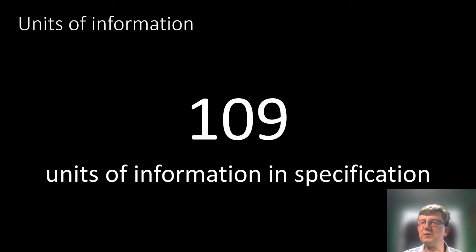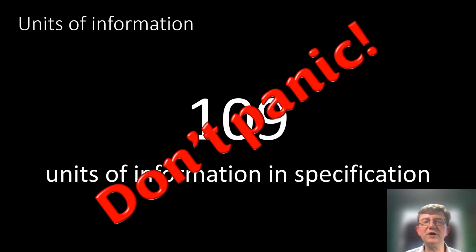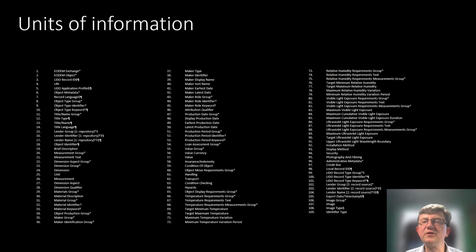After much discussion, we've settled upon a set of units of information which we feel are useful without being too extensive. There are currently 109 of them, and this is where I add, in large friendly letters, the words "don't panic." Let's look at those units of information in more detail.